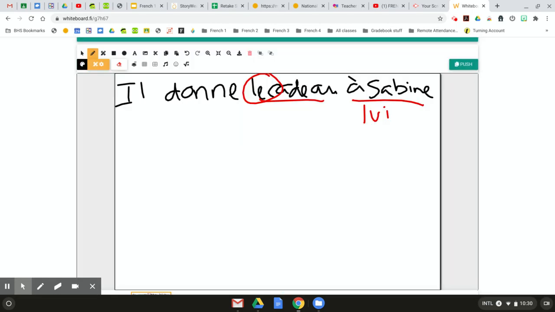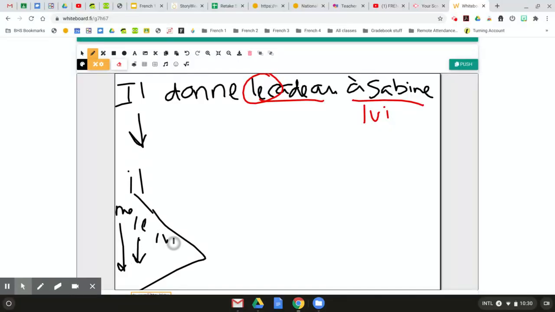Now let's write our sentence again. So we're going to bring our subject down. So il. Now we need to remember our triangle. In our triangle, if you didn't remember, it was the me's, like me, te, nous, vous, etc. Then it was the le's all the way down. And then it was the lui's, like lui and leur.